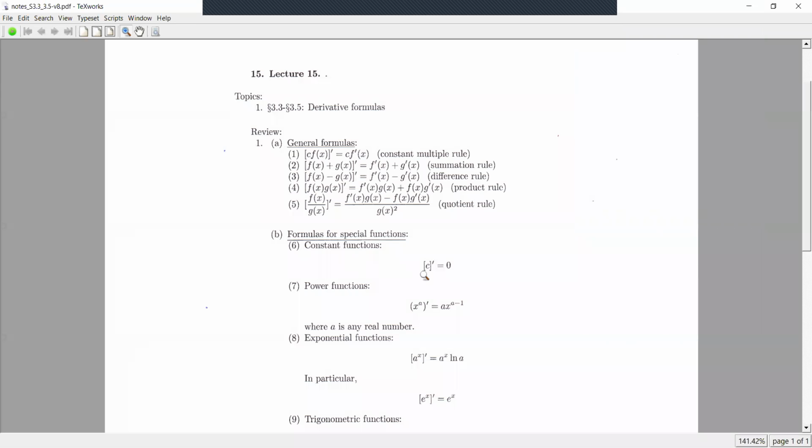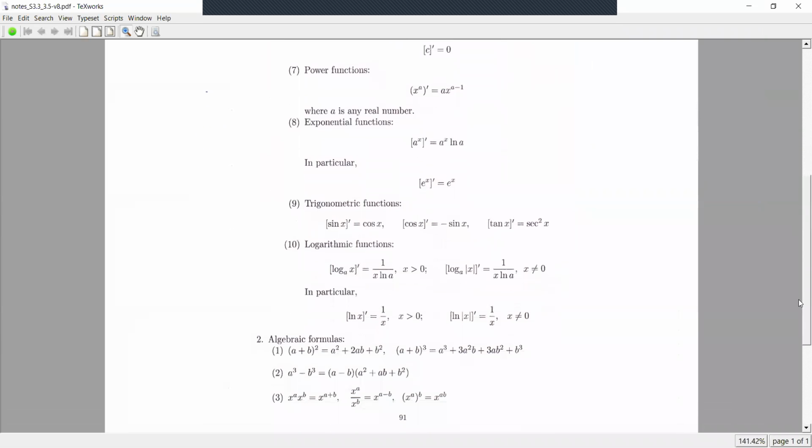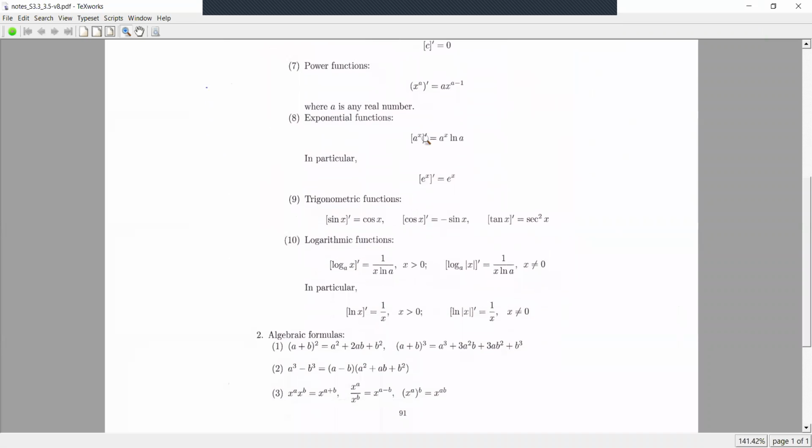Number 6, derivative of a constant is 0. Number 7, derivative of a power function is the power times x to the power minus 1. Number 8, derivative of an exponential function is the exponential function times natural log of a. A special case, derivative of e^x is e^x.